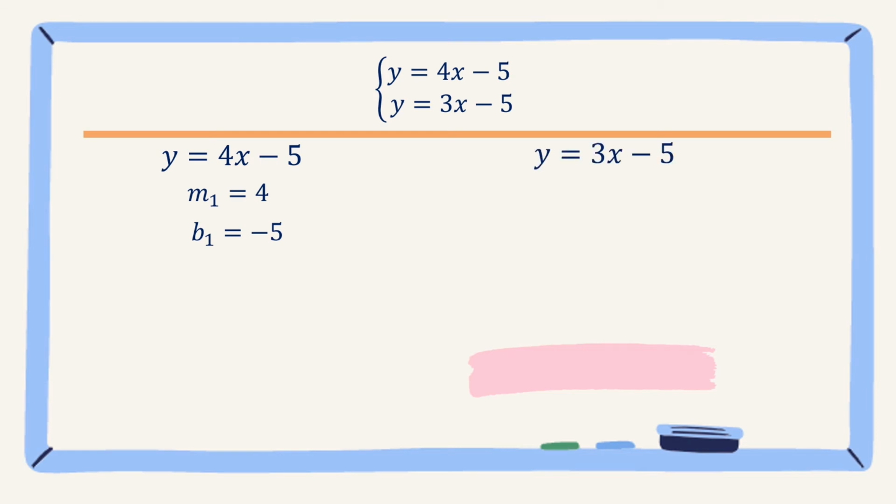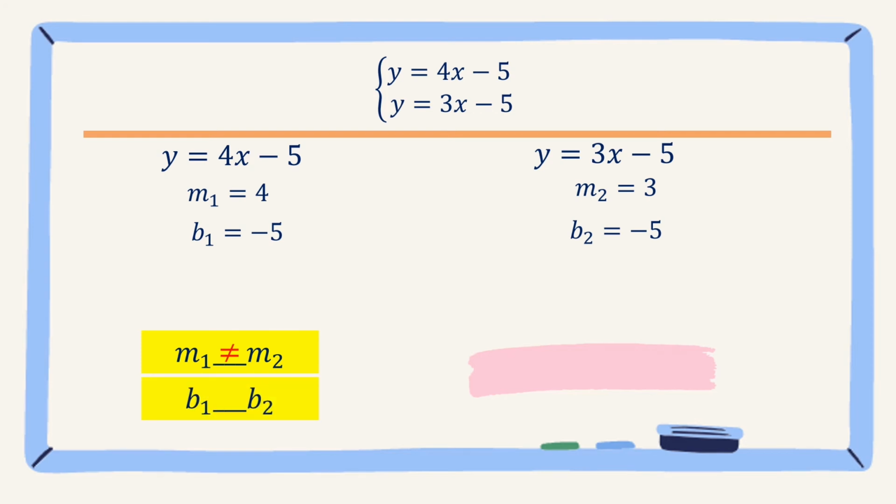Next equation, y equals 3x minus 5. The slope is 3 and the y-intercept is negative 5. Compare the slopes 4 and 3. They are unequal. Compare the y-intercepts negative 5 and negative 5. They are equal.